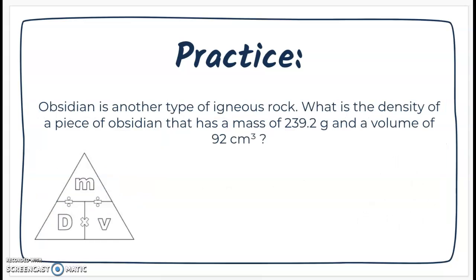All right, we're going to practice another problem. I have another kind of rock, and I want to know what the density of it is if I have a mass of 239 and 2/10 grams and a volume of 92 centimeters cubed. So I have my density triangle here. I can use that to help me remember which formula I need to use.